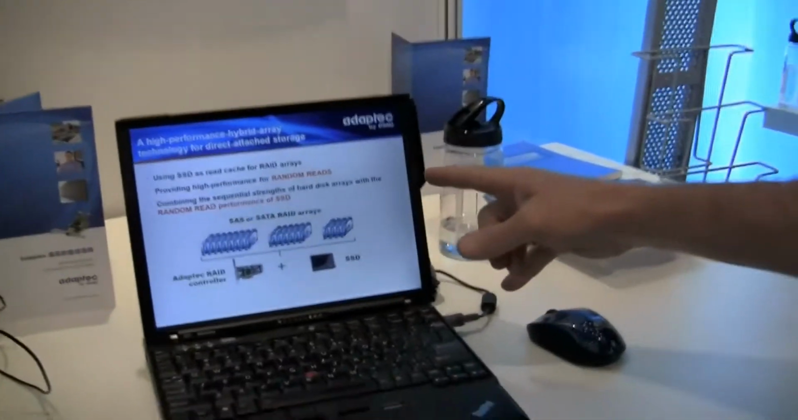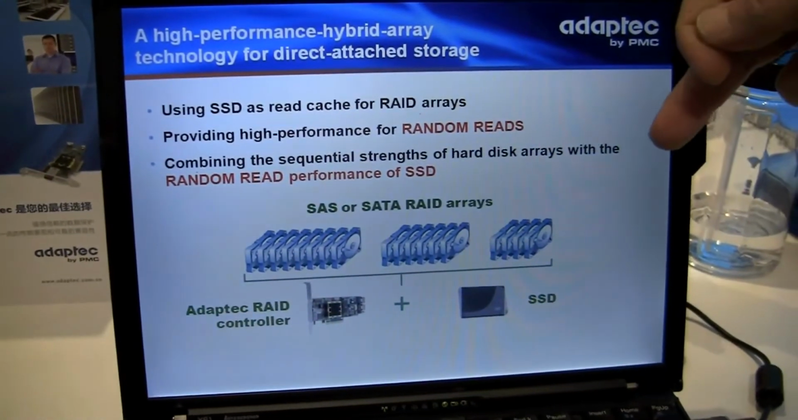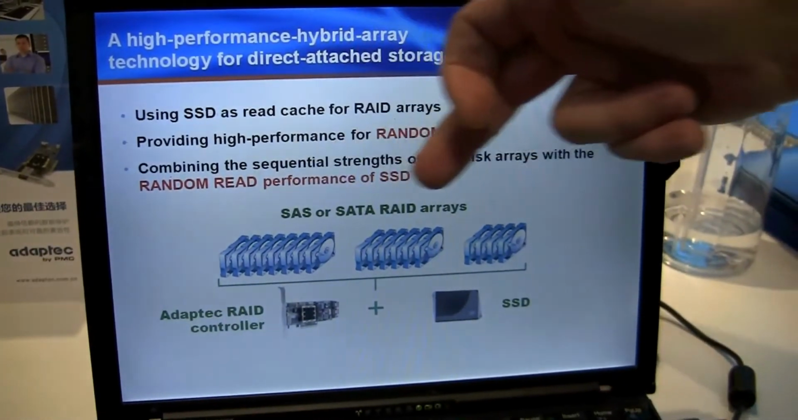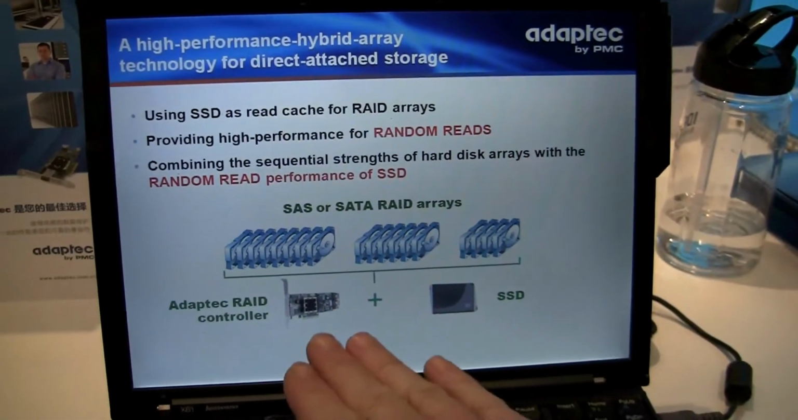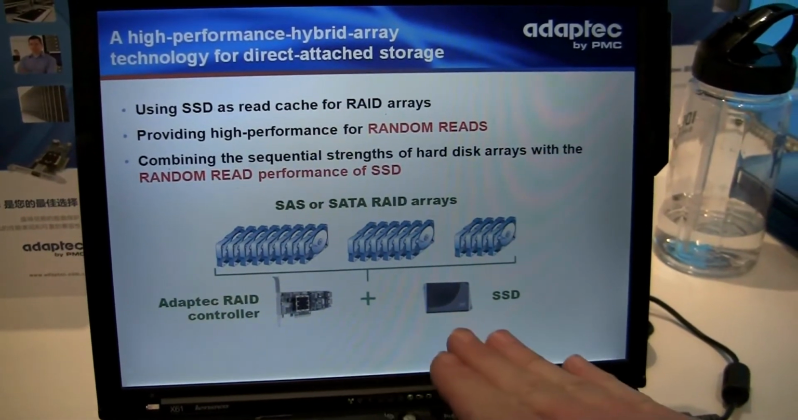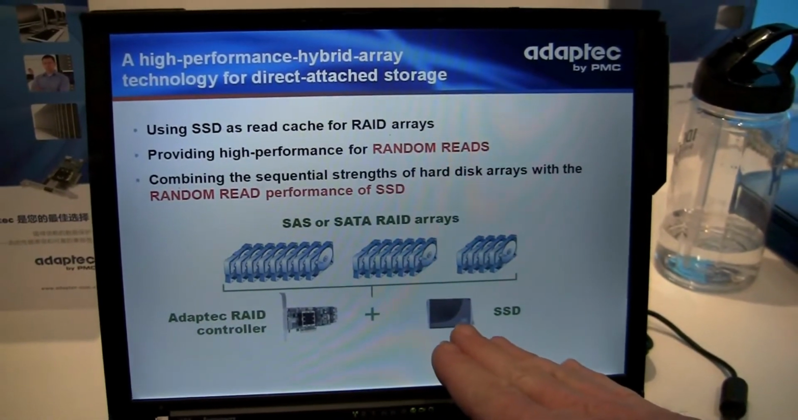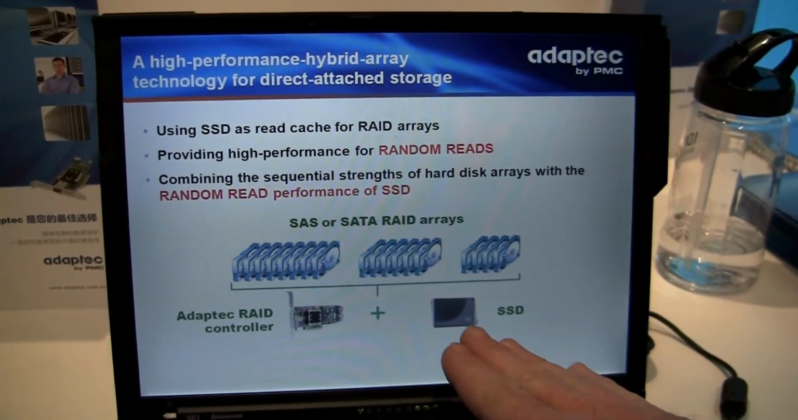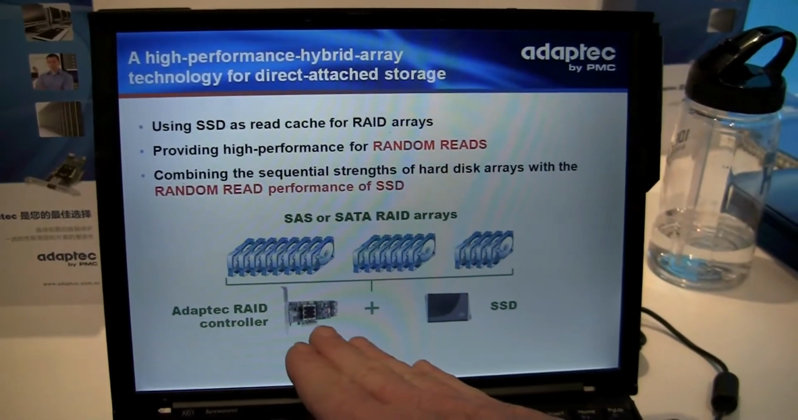So if you'd just like to turn the camera this way and have a look, we have here a standard RAID array that is made up of spinning disks of either SAS or SATA drives. We have one of our Adaptec RAID cards and we have a solid state drive. Now the solid state drive to you looks like a hard drive, to me it looks like a chunk of memory I can add to the card.